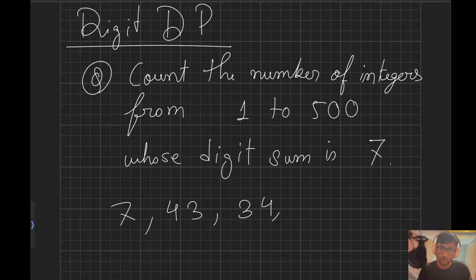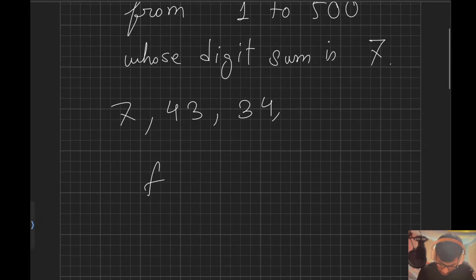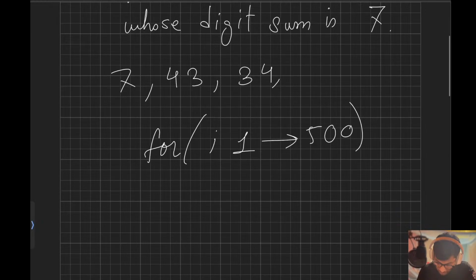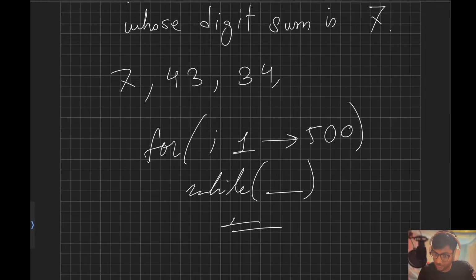One way is to brute force it. I can just say that I go from 1 to 500, and then using a while loop inside I can do a digit extraction and see if the digit sum is equal to 7. If it is, then I can have a count variable outside and increment it, and in the end we can give the result.